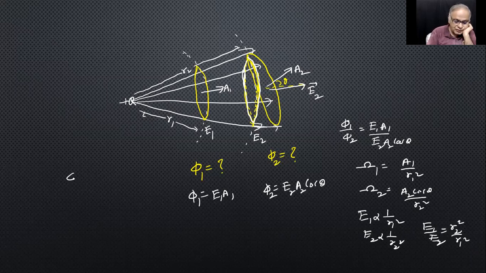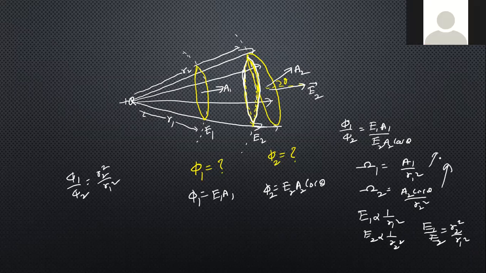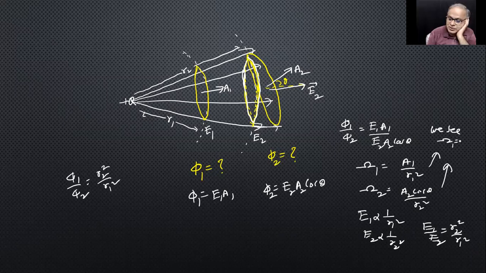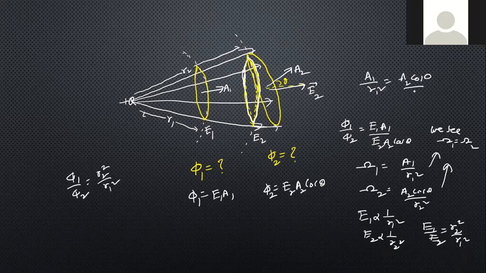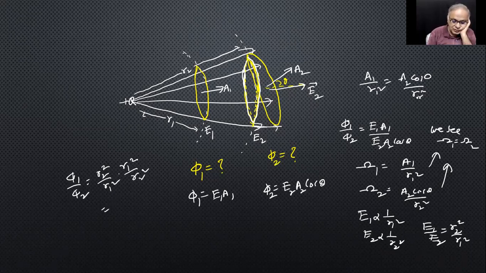I'll write here, phi 1 by phi 2 is E1 by E2, which is R2 square by R1 square, into A1 by A2 cos theta. Omega 1 equals omega 2, so A1 by R1 square equals A2 cos theta by R2 square. So A1 by A2 cos theta is R1 square by R2 square. Yes, so E1 by E2 is R2 square by R1 square. So phi 1 equals phi 2.